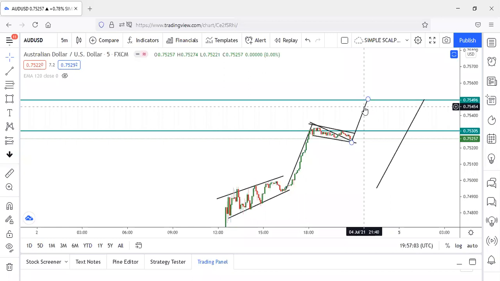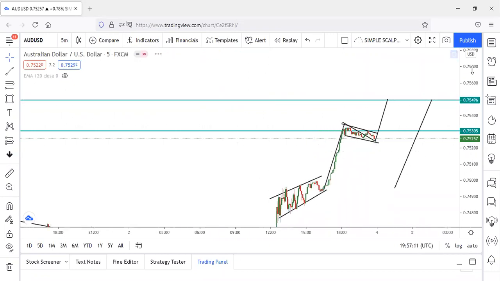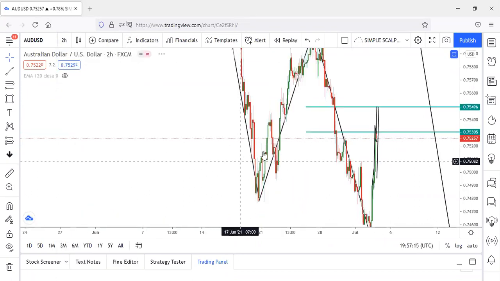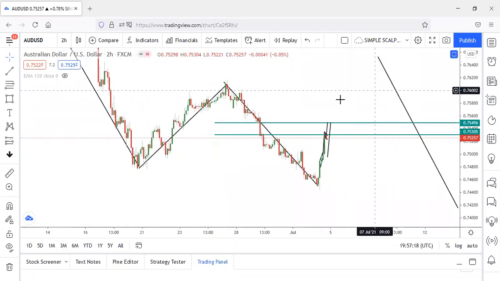We have a training on the flag on how you can take a trade with the pole and flag. Okay. So based on the question, let's go back to 2 hours. Who asked the question? It's question time, guys. Please drop in your question.